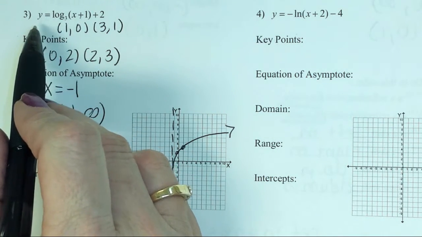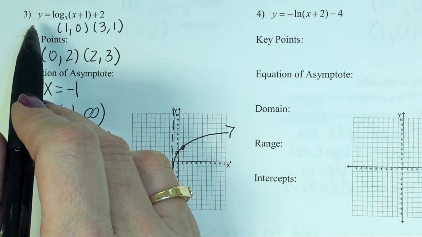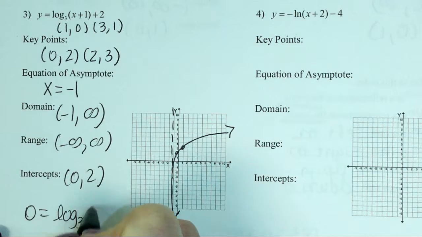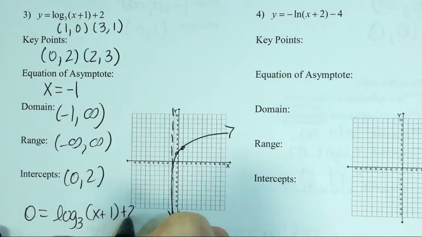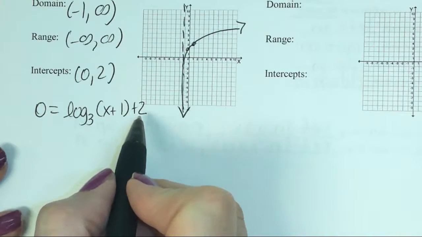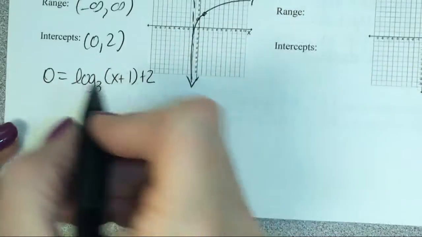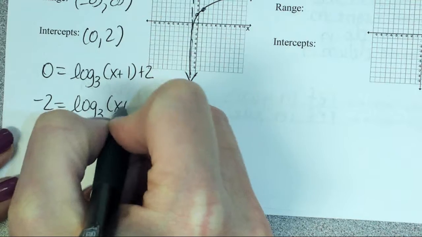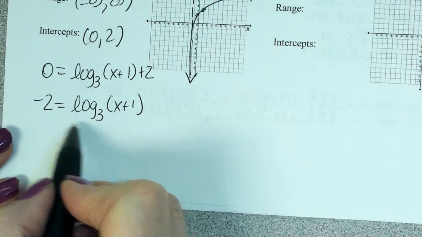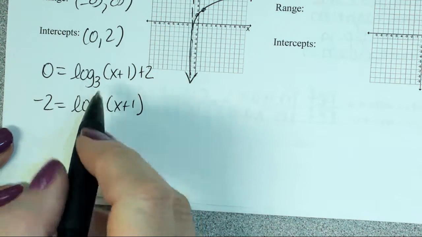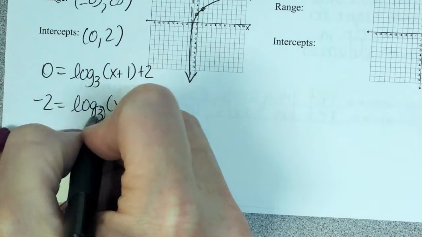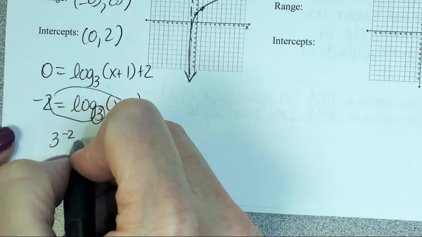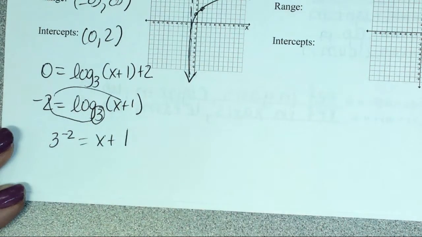Tougher. What do I have to plug in? 0 for y. This is what I have to solve. Watch how you solve it. You're going to subtract 2 over. You're going to have -2 equals log base 3 of x plus 1. I have to change this into an exponential to solve it. Here's my base. I swirl it around. It's 3 to the -2 equals x plus 1.